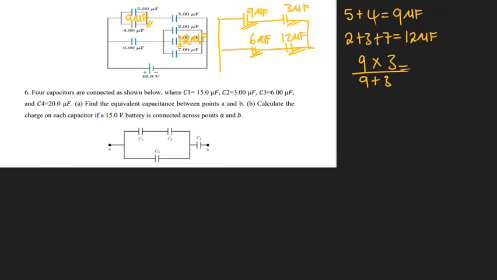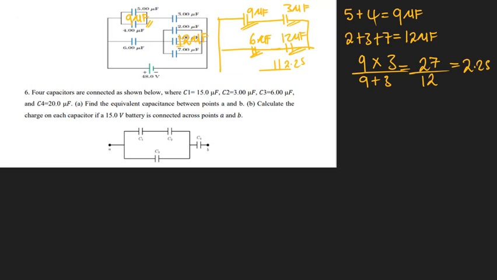So this is going to be 9 multiplied by 3, which is 27, over 12. So divide by 12. This is going to be 2.25. So that's the capacitor which we are going to have on top. It's going to be 2.25.